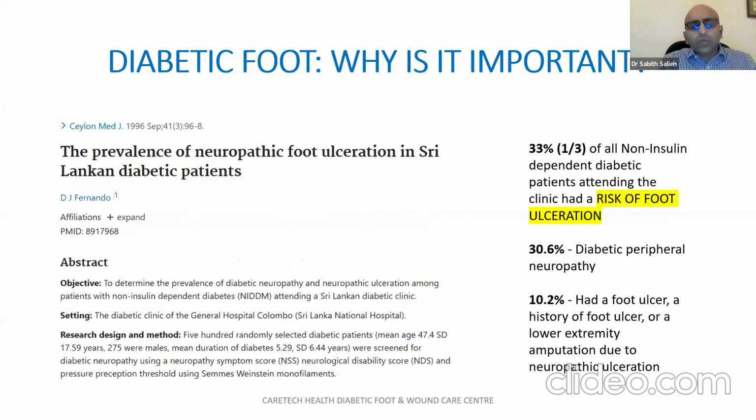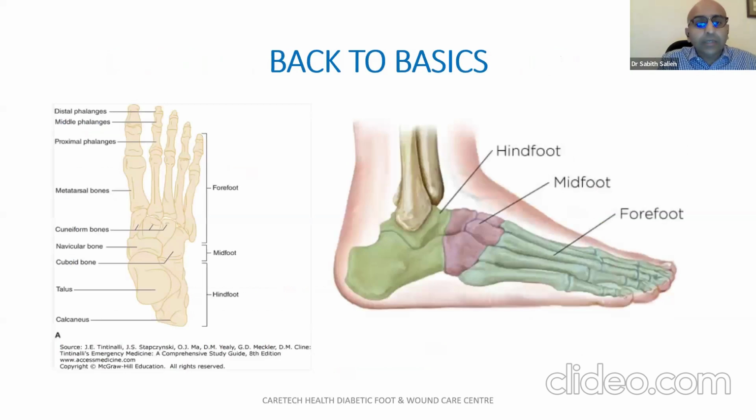So this is a slightly older study that looked at the prevalence of neuropathic foot ulceration in Sri Lankan diabetic patients at the NHSL, the National Hospital, and that showed about 33% of all non-insulin dependent diabetic patients were at risk of developing an ulcer, right? And over 10% either had a foot ulcer, an active ulcer, or a history of foot ulcers, or a lower limb amputation. So as you can see, it's extremely important.